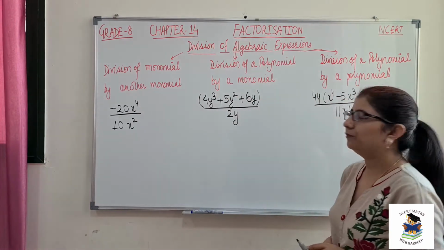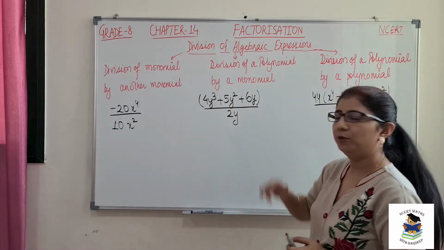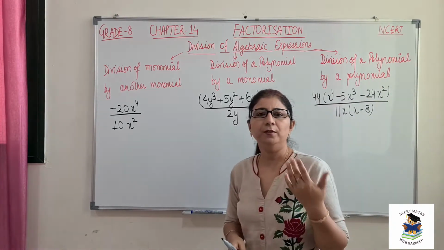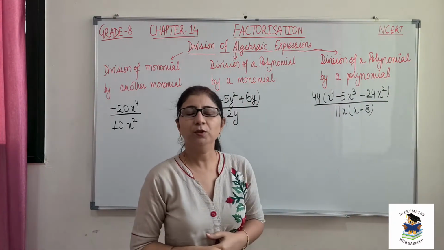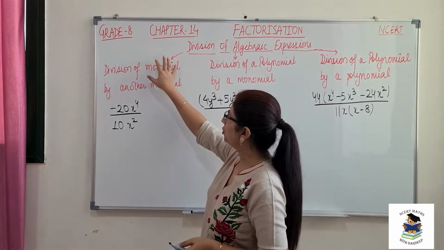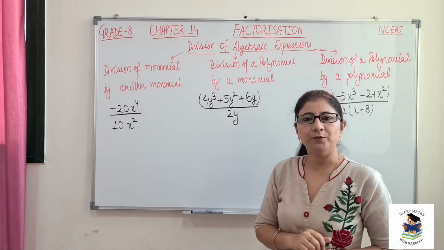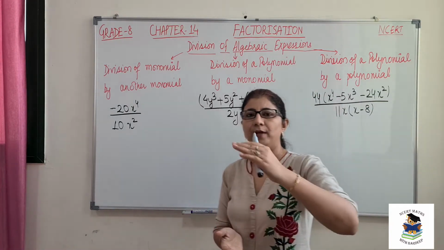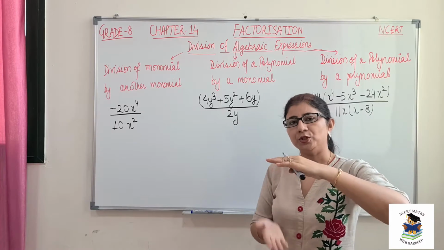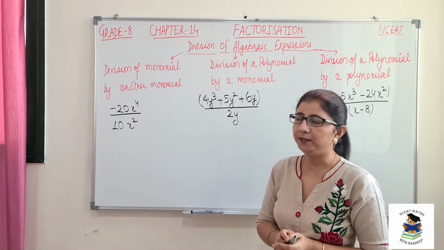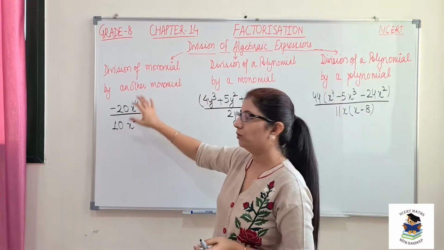Second is division of a polynomial by a monomial, and the third one will be division of a polynomial by another polynomial. Okay, so let's study one by one. First is division of a monomial by another monomial. Monomial means only one term, so we have to divide one expression with another expression, and both expressions are having only one term. So how to divide those expressions?